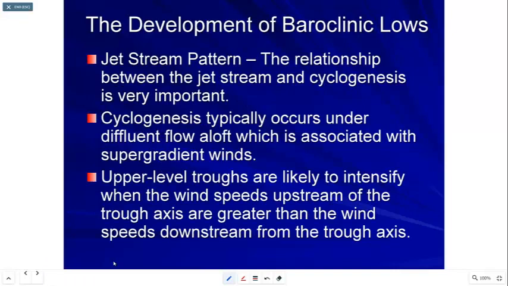So the jet stream pattern, the relationship between the jet stream and cyclogenesis is also very important. Cyclogenesis typically occurs under diffluent flow aloft, which is associated with supergradient winds. Upper level troughs are likely to intensify when the wind speeds upstream of the trough axis are greater than the wind speeds downstream from the trough axis.